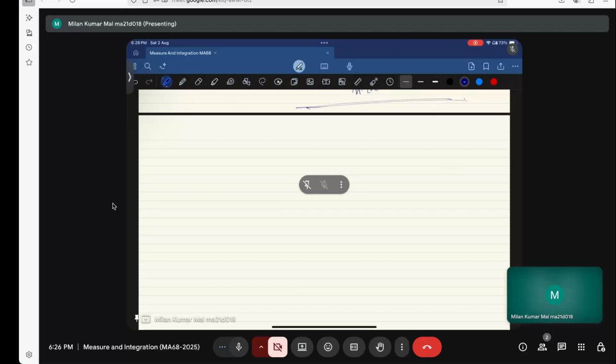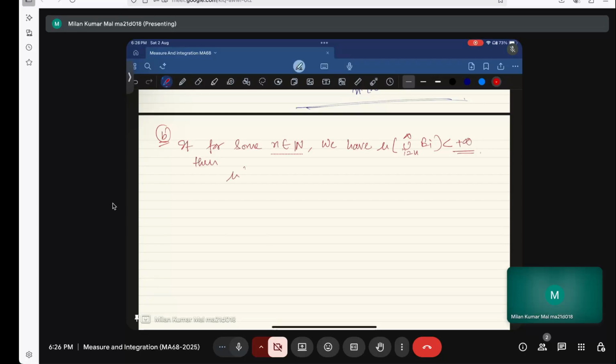So let me find the question again. Yeah. So the second question, under the same question B, says that you need the finiteness, because without finiteness we can't prove it: if for some n belonging to the natural numbers, we have mu of the union over i equals n to infinity of Ei is finite, then mu of the limit supremum of En as n tends to infinity is greater than or equal to the limit supremum of mu of En as n tends to infinity.